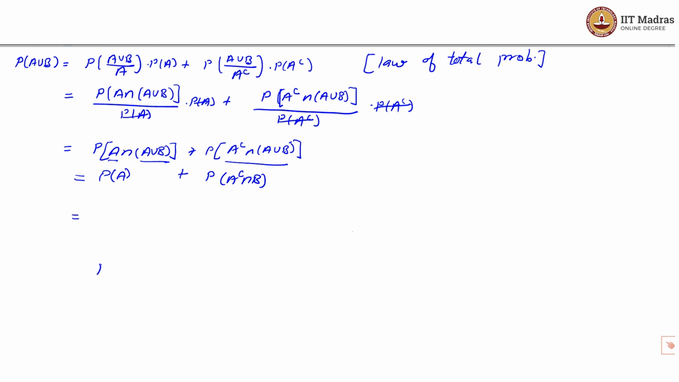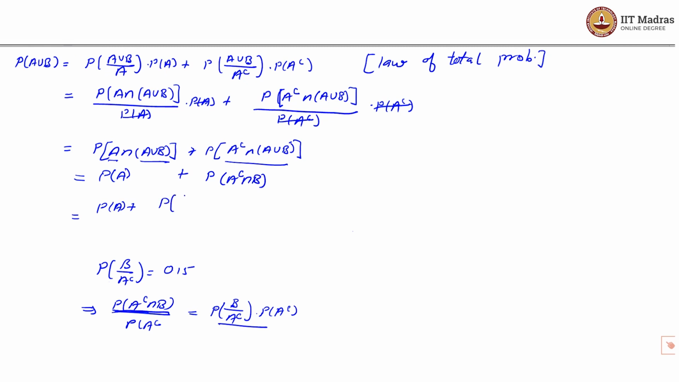Again, I know the value of P of B given A complement is given to me as 0.15. So by the conditional formula, I can write this as P of A complement intersection B upon P of A complement. From here, probability of A complement intersection B will be equal to P of B given A complement into P of A complement. So I can write this value here. So this will be equal to P of A plus P of B given A complement into P of A complement. So I have the value of P of A, then I can write the value of P of A complement as 1 minus P of A, and I have the value of P of B given A complement.